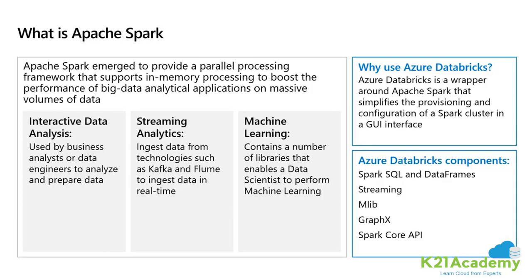Data frames are equal to Pandas data frame, where we load data. Spark SQL is basically SQL on Spark. And streaming is used whenever we work with a stream of data, and we transform or process that stream of data in real time. That's when Spark streaming comes into the picture. MLlib is basically the machine learning part of it. GraphX will provide me with graph functionalities, and Spark Core API provides everything as such.